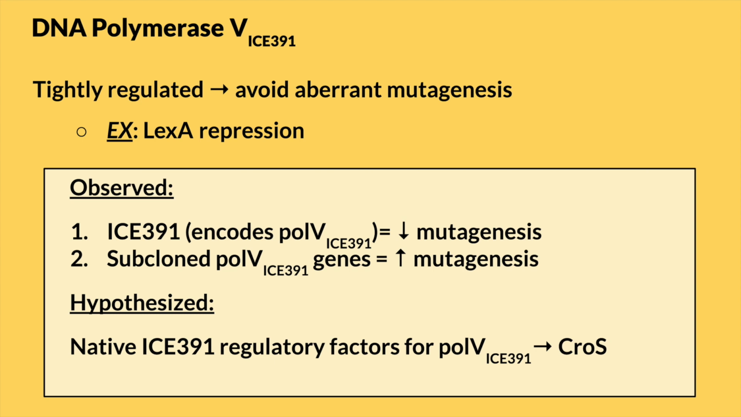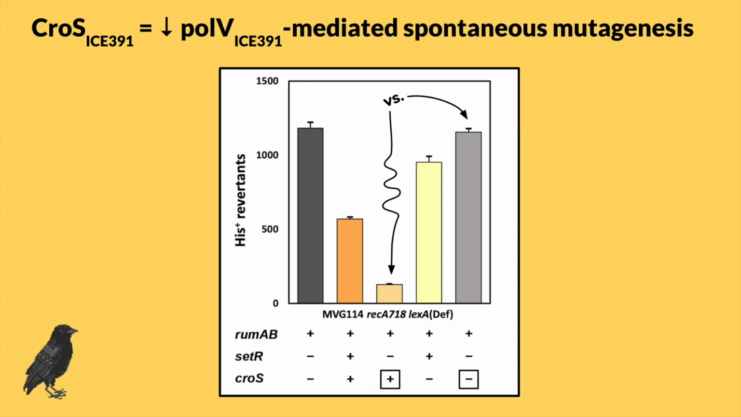Now, Pol5 expression is tightly regulated to avoid unnecessary mutations, or mutagenesis, because these are typically bad for a cell. An example of this includes LexA repression. Interestingly, very low levels of mutagenesis are promoted by ICE391, which encodes Pol5 in addition to dozens of other genes. But mutagenesis increases robustly if we take away these other genes and only express Pol5. This suggests that genes on ICE391 downregulate Pol5 expression, and we identified CROS as one of them.